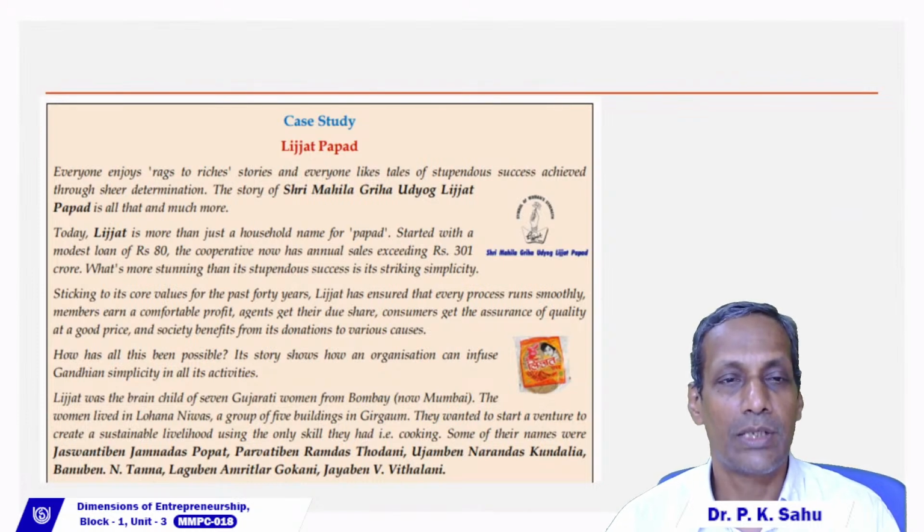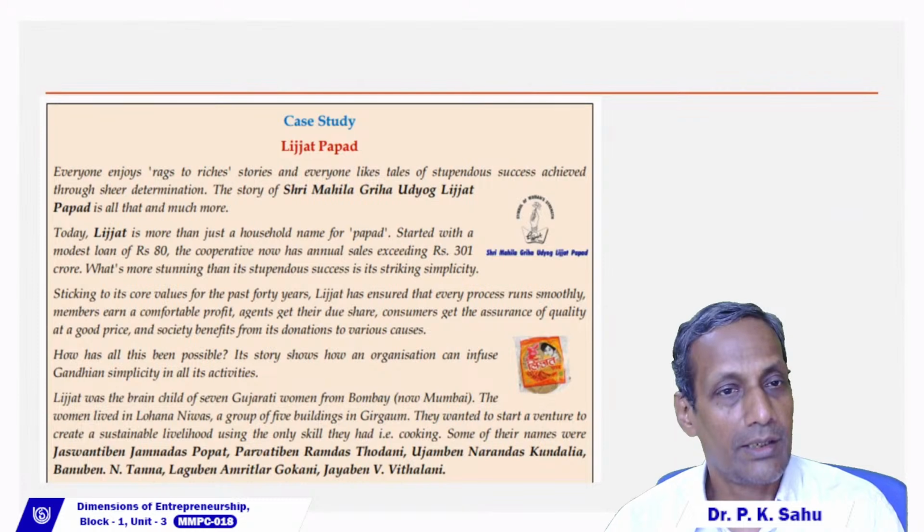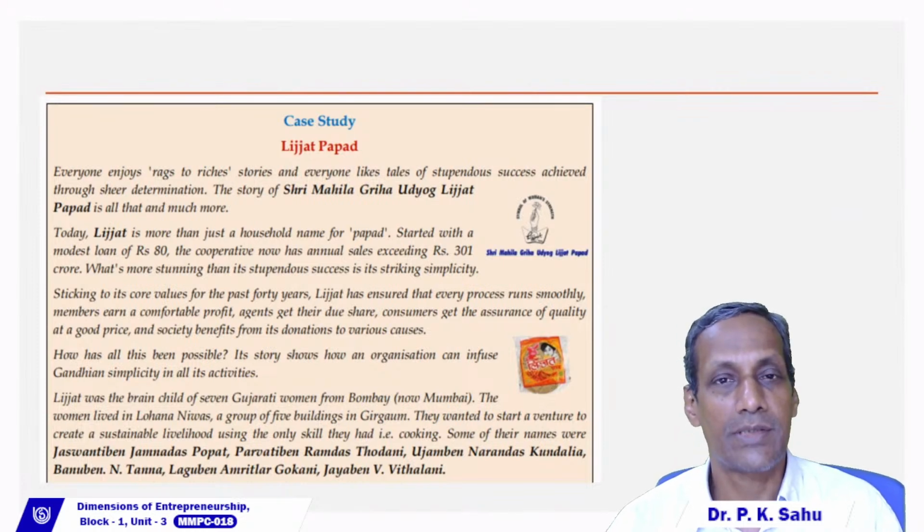Today, Lijjat is more than just a household name for papad. Started with a modest loan of rupees 80, the cooperative now has annual sales exceeding rupees 301 crore. What's more stunning than its stupendous success is its striking simplicity. Sticking to its core values for the past 40 years, Lijjat has ensured that every process runs smoothly.